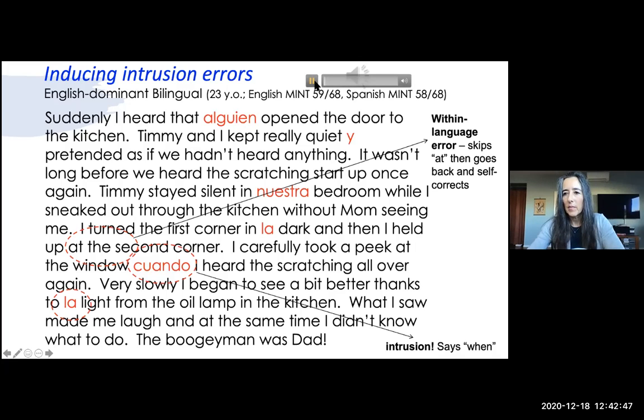Suddenly, I heard that Alien opened the door to the kitchen. Timmy and I kept really quiet and pretended as if we hadn't heard anything. It wasn't long before we heard the scratching start up once again.